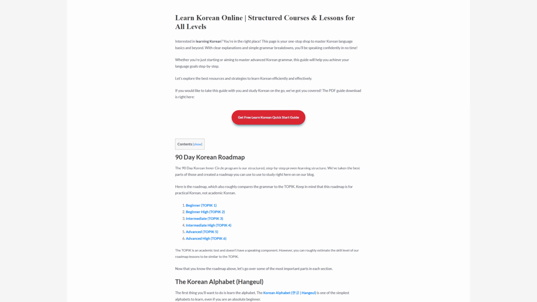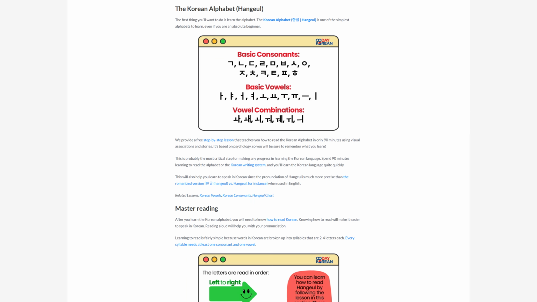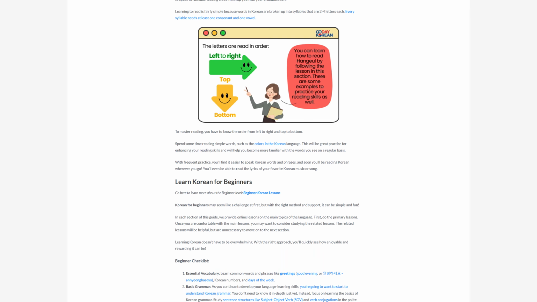One of the most helpful free resources for beginners is actually the 90-Day Korean blog on the website. It's packed with roadmaps, articles, and lesson guides that break down everything from Hangeul to grammar to even cultural tips. And it's actually structured and organized so you don't have to guess what to study next. So whether you want to master Korean numbers or maybe understand sentence structure or just pick up daily expressions, there is a direct link and an explanation that's ready for you.